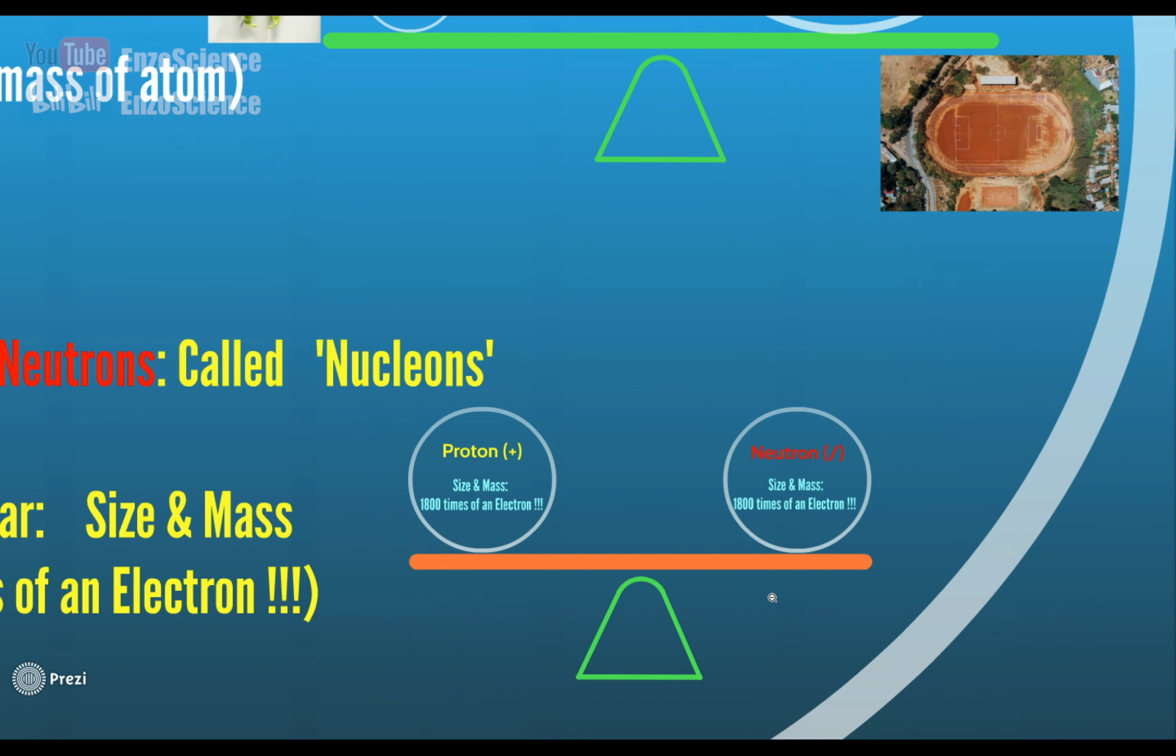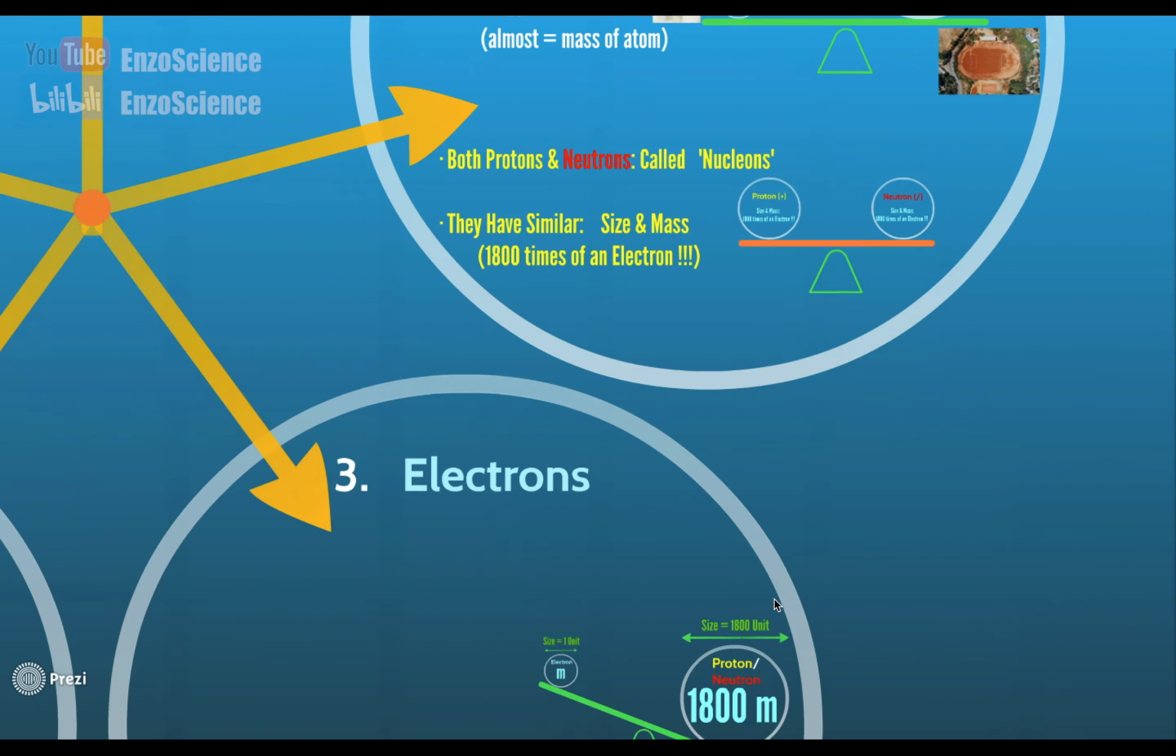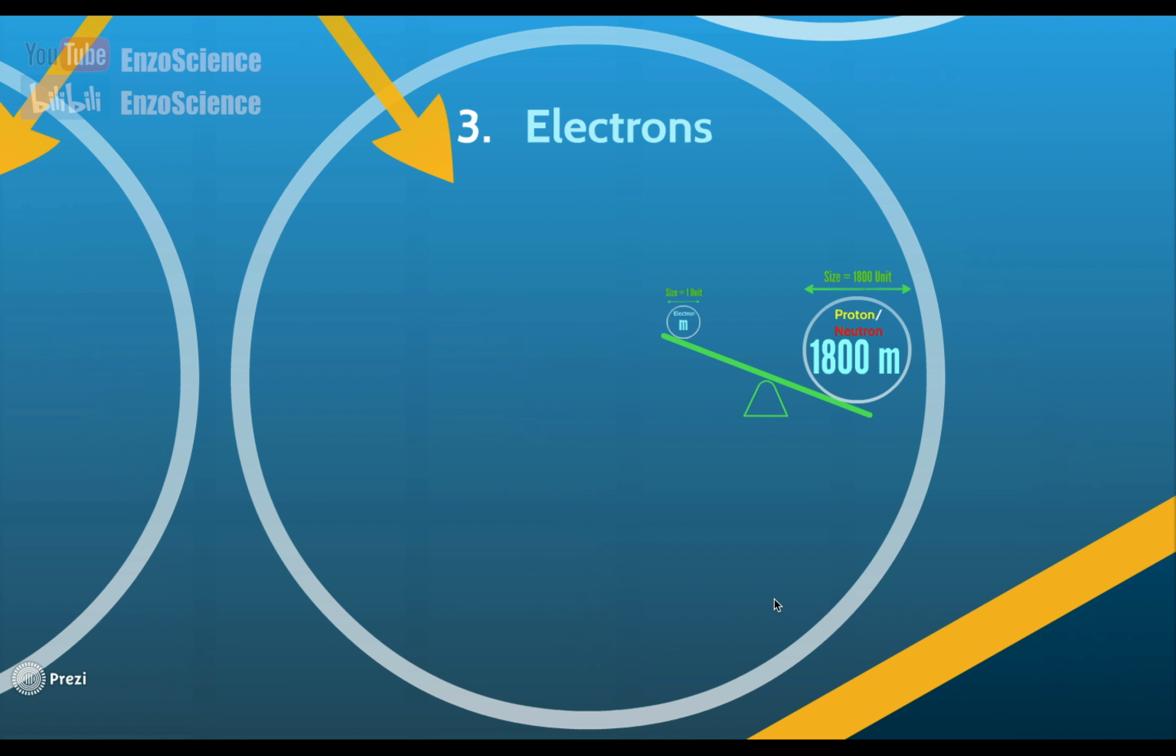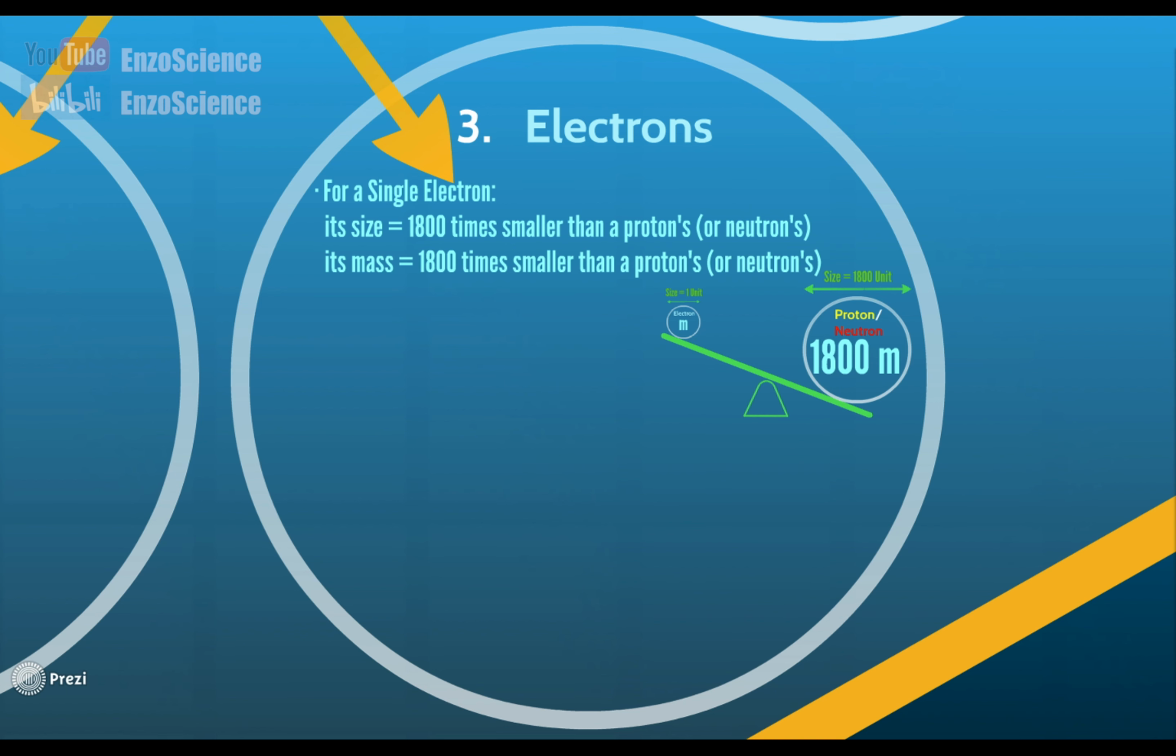The next point is about electrons. Although a cloud of electrons is 10 to 100 thousand times larger than a nucleus, for one single electron, its size and mass are both 1800 times smaller than those of a proton or a neutron. This is like the width of a hair compared to the diameter of a melon. So we will have an extremely imbalanced scale here if we weigh them together.